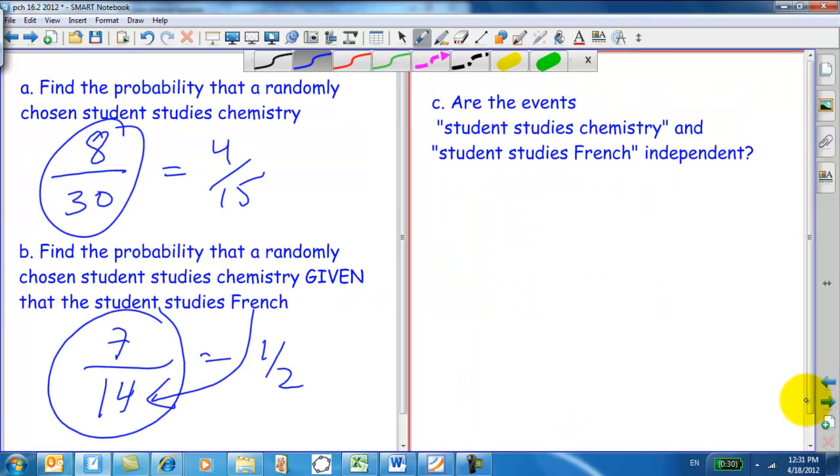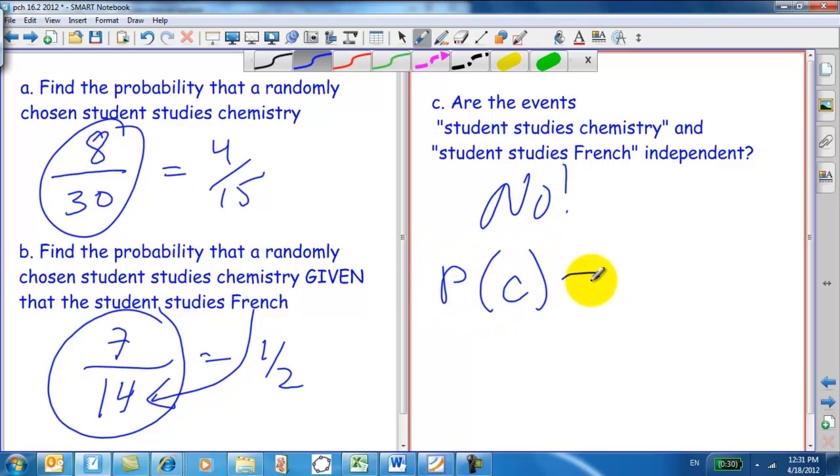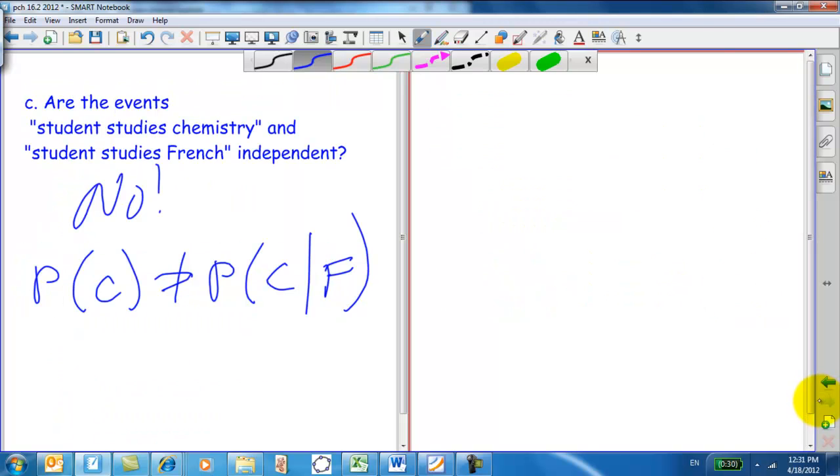Are the events student studies chemistry and student studies French independent? No. The probability of chemistry is not equal to the probability of chemistry given that they study French. That makes them dependent events.